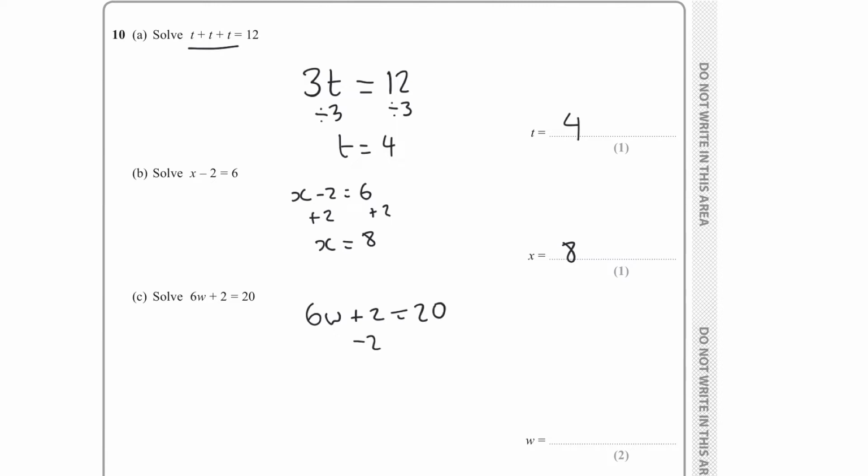So we're going to take away 2 from both sides. That would leave us with 6w is equal to 18. And then divide by 6 on both sides. So the key thing is you always do the opposite of wherever you can to just leave the letter on its own. And we've done the same thing here. So that would leave us with w is equal to 3.